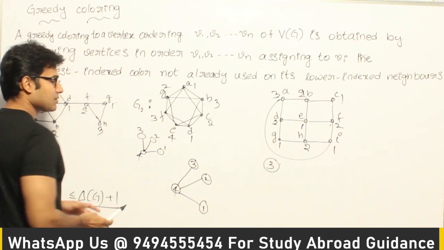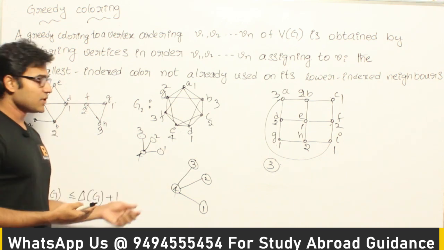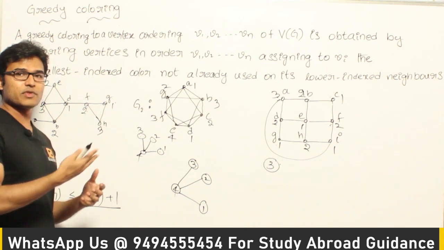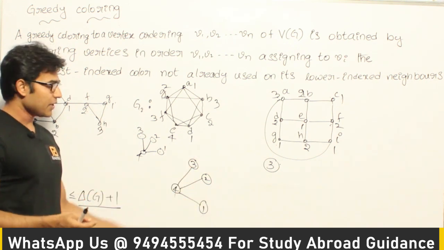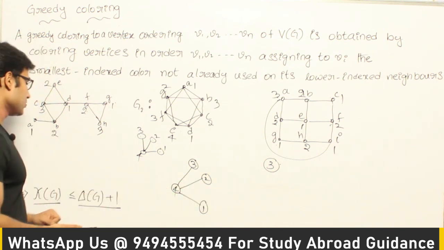Therefore, the worst case where we might consume a lot of colors is this only. If there is a vertex with the highest number of neighbors, and all its neighbors have taken different colors, then you cannot use the same color, right? So you have to use a different color. That is the meaning of it.